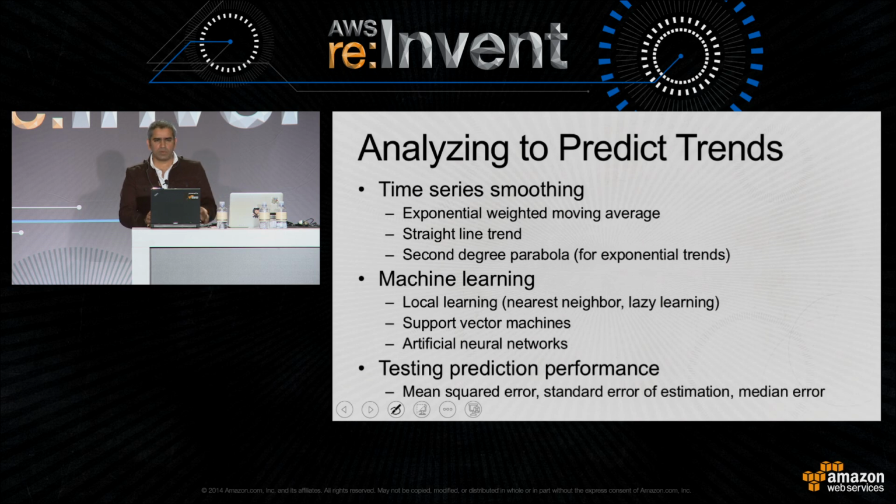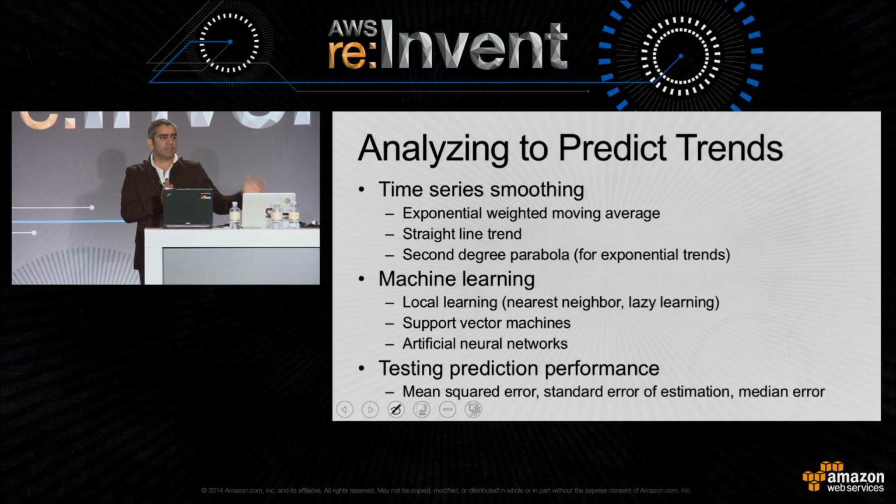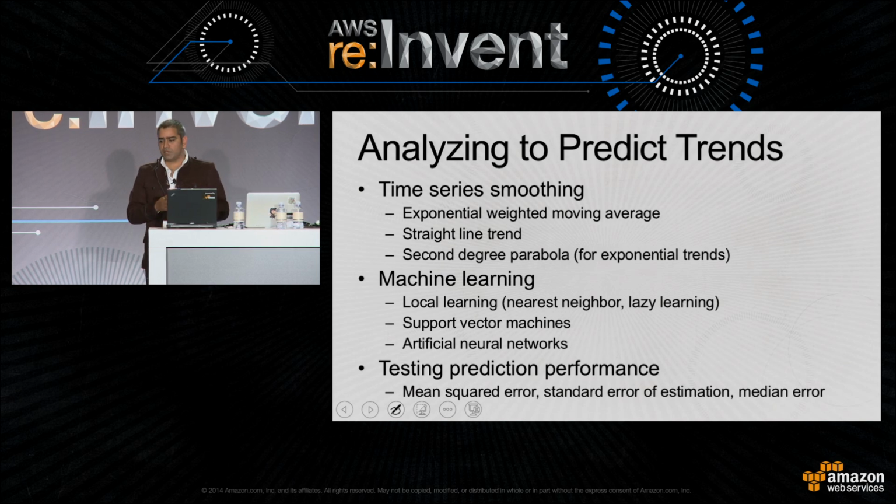Straight line trend, very old method. It's more computationally intensive, but it works with a seasonal trend very well, but it doesn't work very well with the exponential trend, for which we have to use the second degree parabola method, and I'll talk about that later as well. For machine learning, we'll discuss today the local learning technique called nearest neighbor, one of the very simplest ones to consider. The idea is very simple, right? You basically have a whole set of observations given. Based on those observations, what do you think is going to happen tomorrow or next week or next month and so forth?